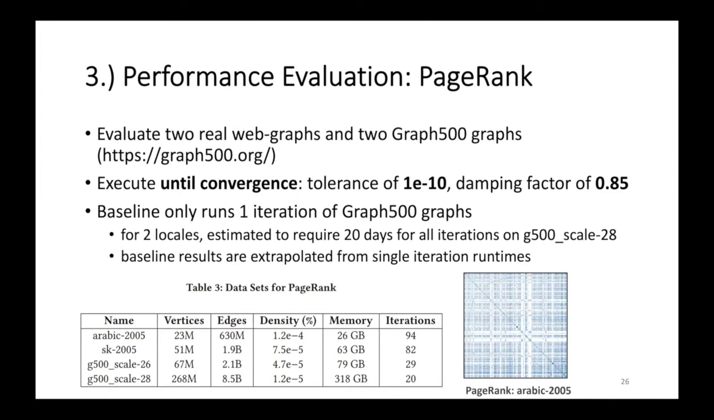One thing to note is the Graph 500 graphs, since they're so large, for the baseline we can't really run them feasibly for the full number of iterations. They would take too long, at least for my standards. So we run them for 1 iteration for the baseline, and then we're going to extrapolate them to the full iteration runtimes. And as you can note, our graphs here are fairly large, I guess, depending on your definition of large. So the smallest has 630 million edges, and the largest has 8.5 billion edges.